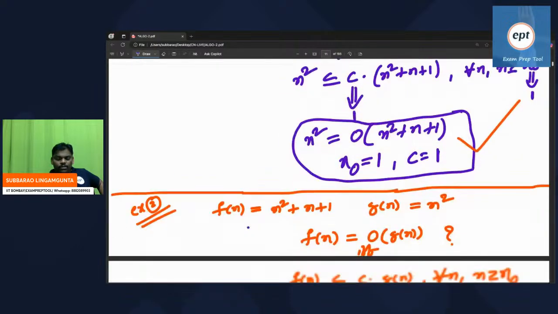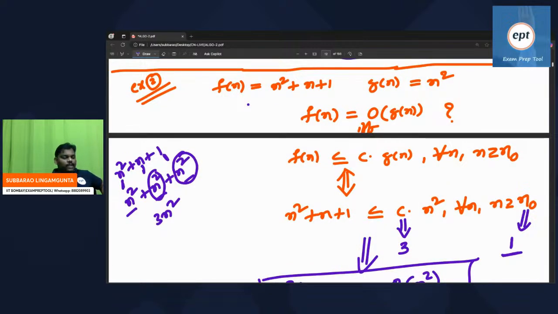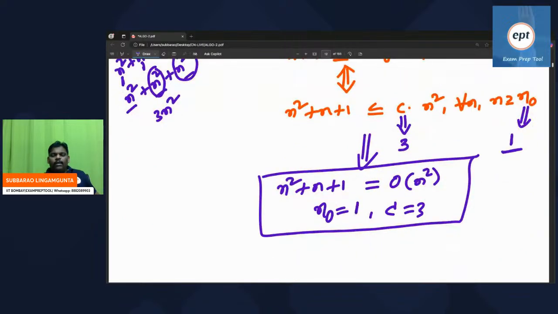Let me know if anyone has any objection. The second example for big O notation is also done. If anyone has any doubt, let me know.